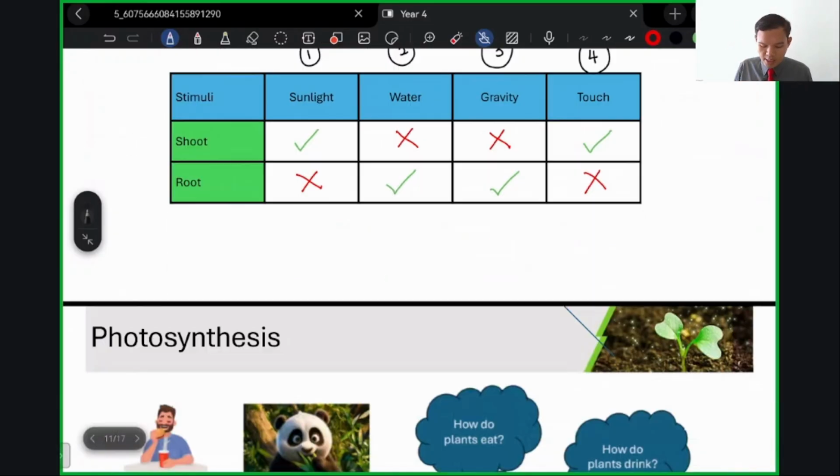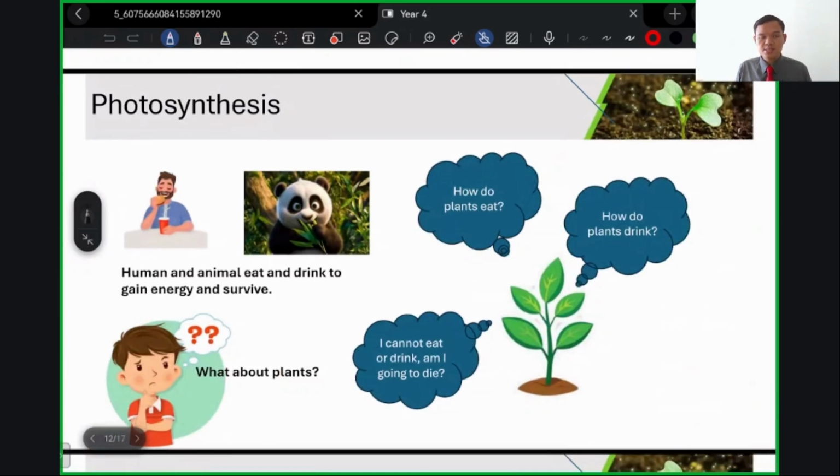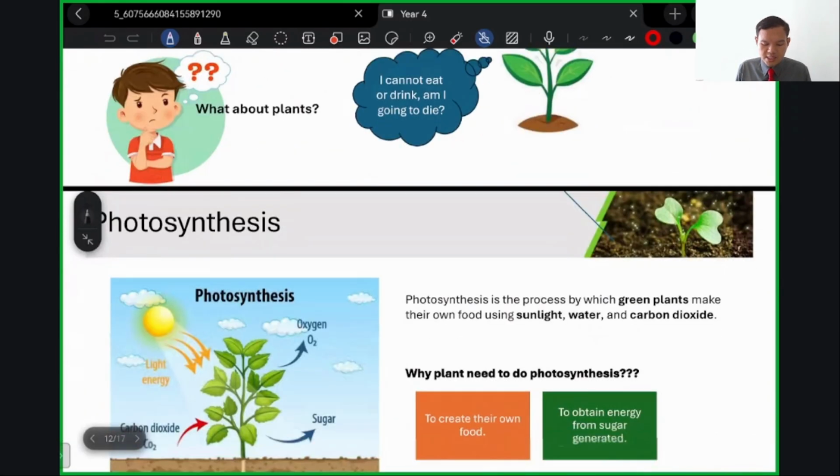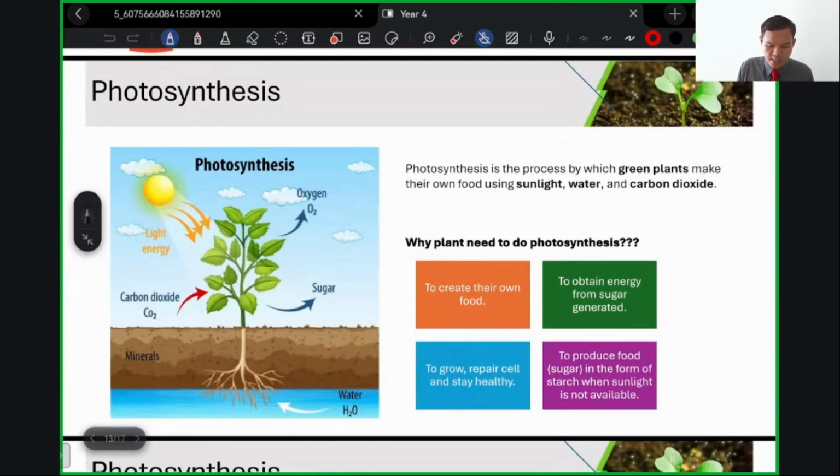Alright, now let's look at photosynthesis. Have you ever wondered how plants make their own food? We humans and animals, if we want to survive, we keep eating and drinking. How about plants? So what is the photosynthesis process? Photosynthesis is the process by which green plants make their own food using sunlight, water, and carbon dioxide.